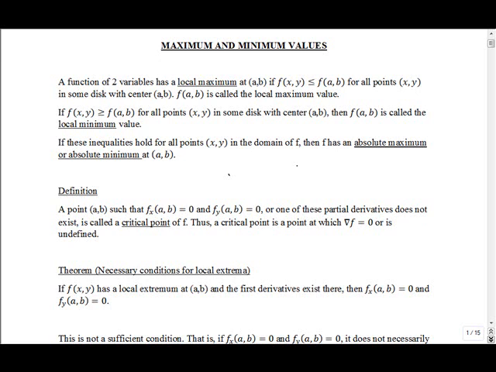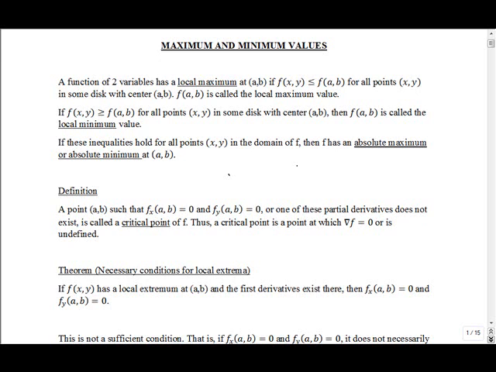So, a function of two variables has a local maximum at the point (a, b) if the function f(x, y) is less than or equal to f(a, b) for all points (x, y) in some disk with center (a, b). So instead of saying a neighborhood, because we don't really have a neighborhood as such, we call it a disk. Just like we did limits, we use a disk. So here we're using a disk. f(a, b) is called the local maximum value.